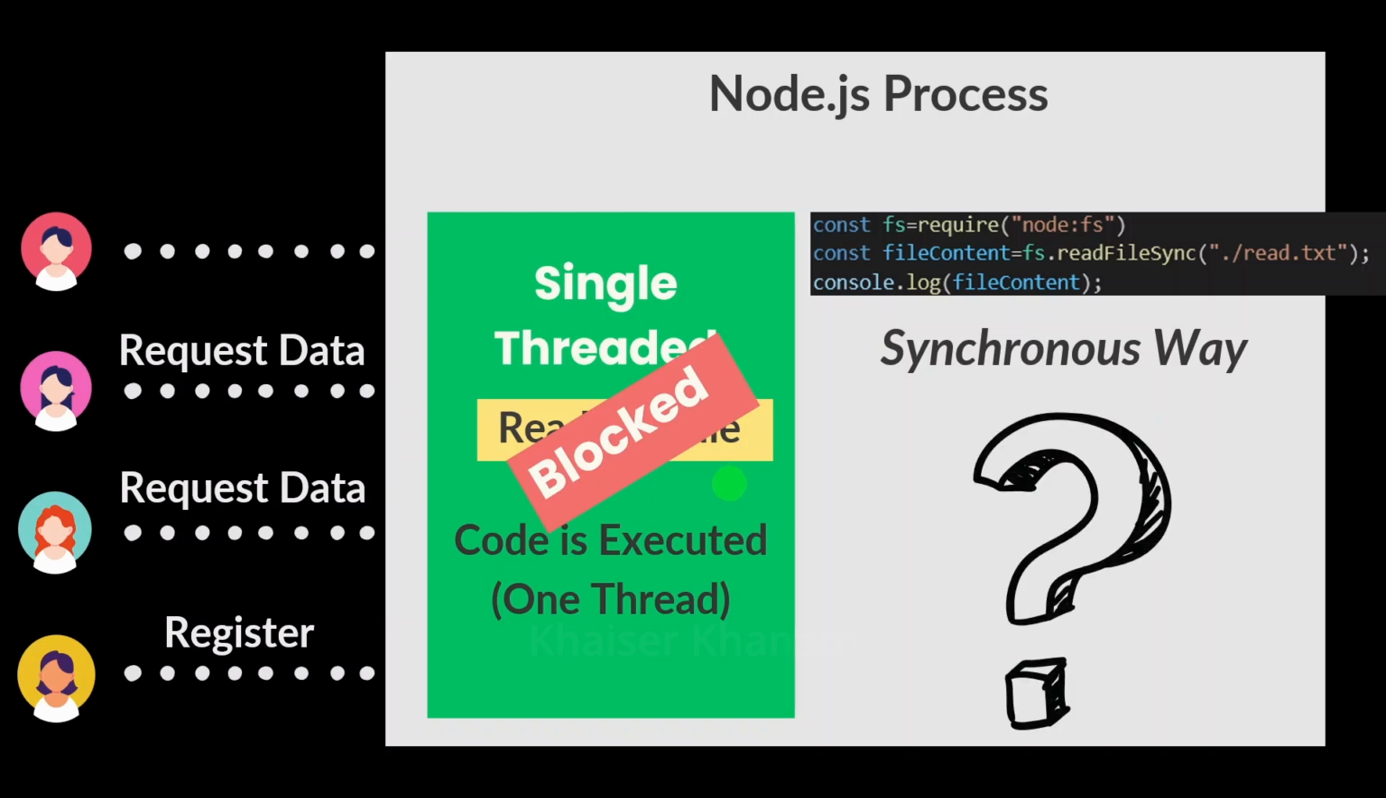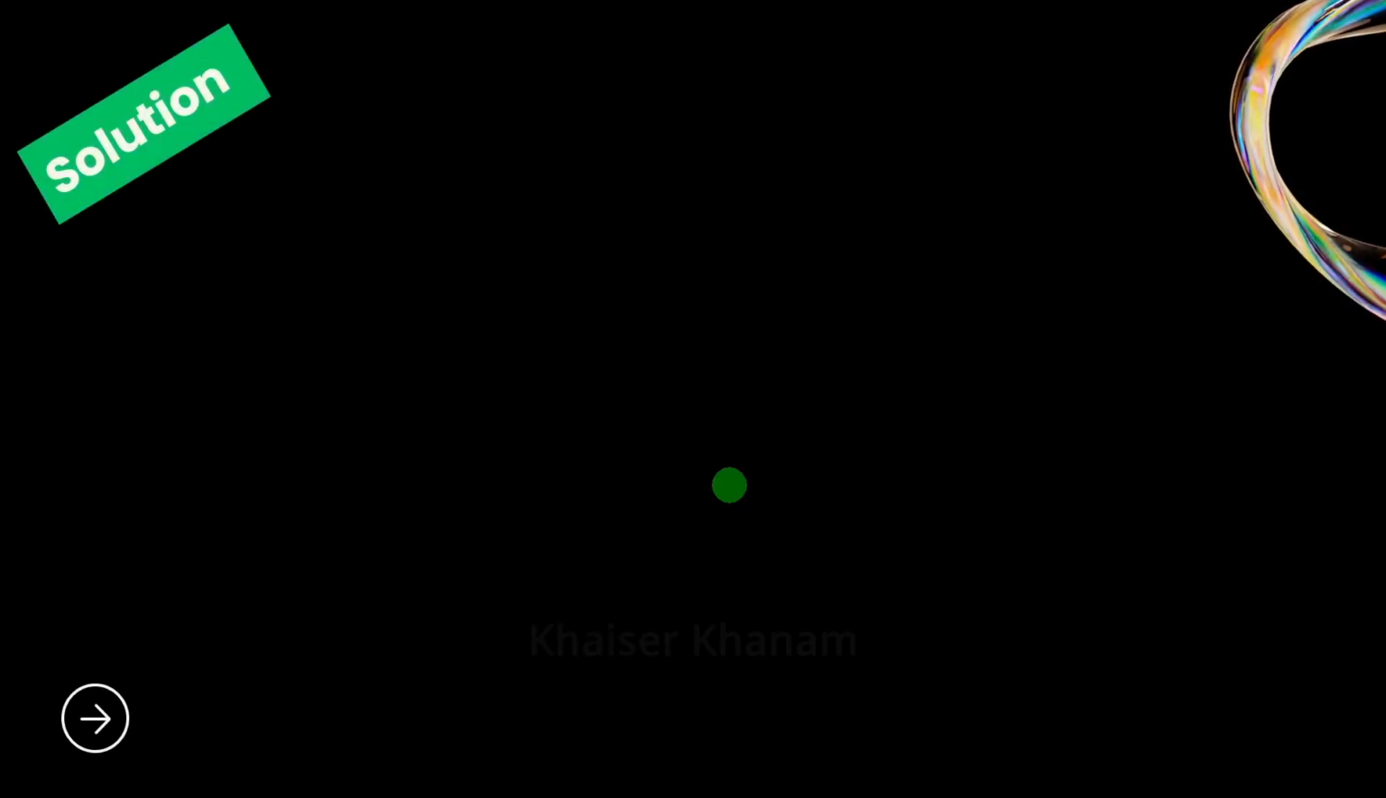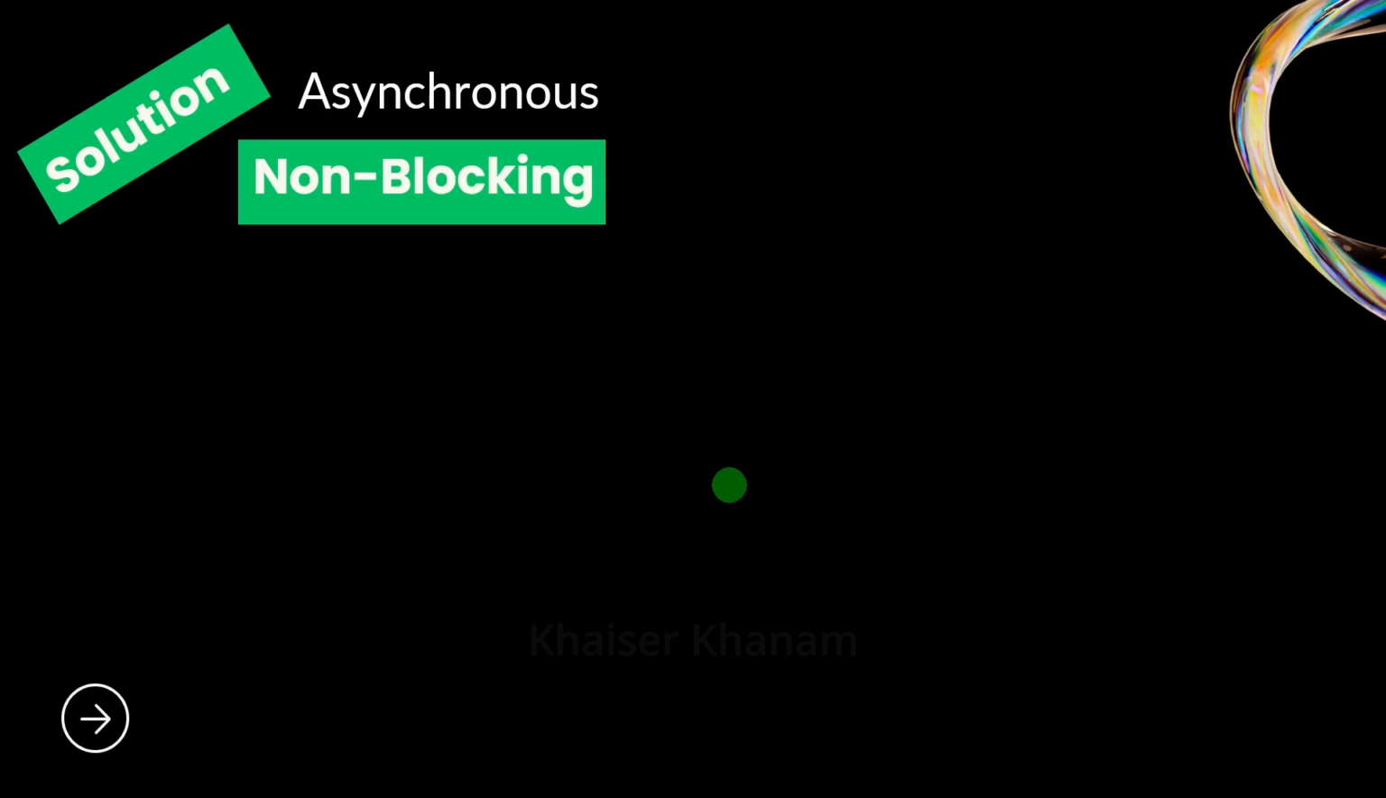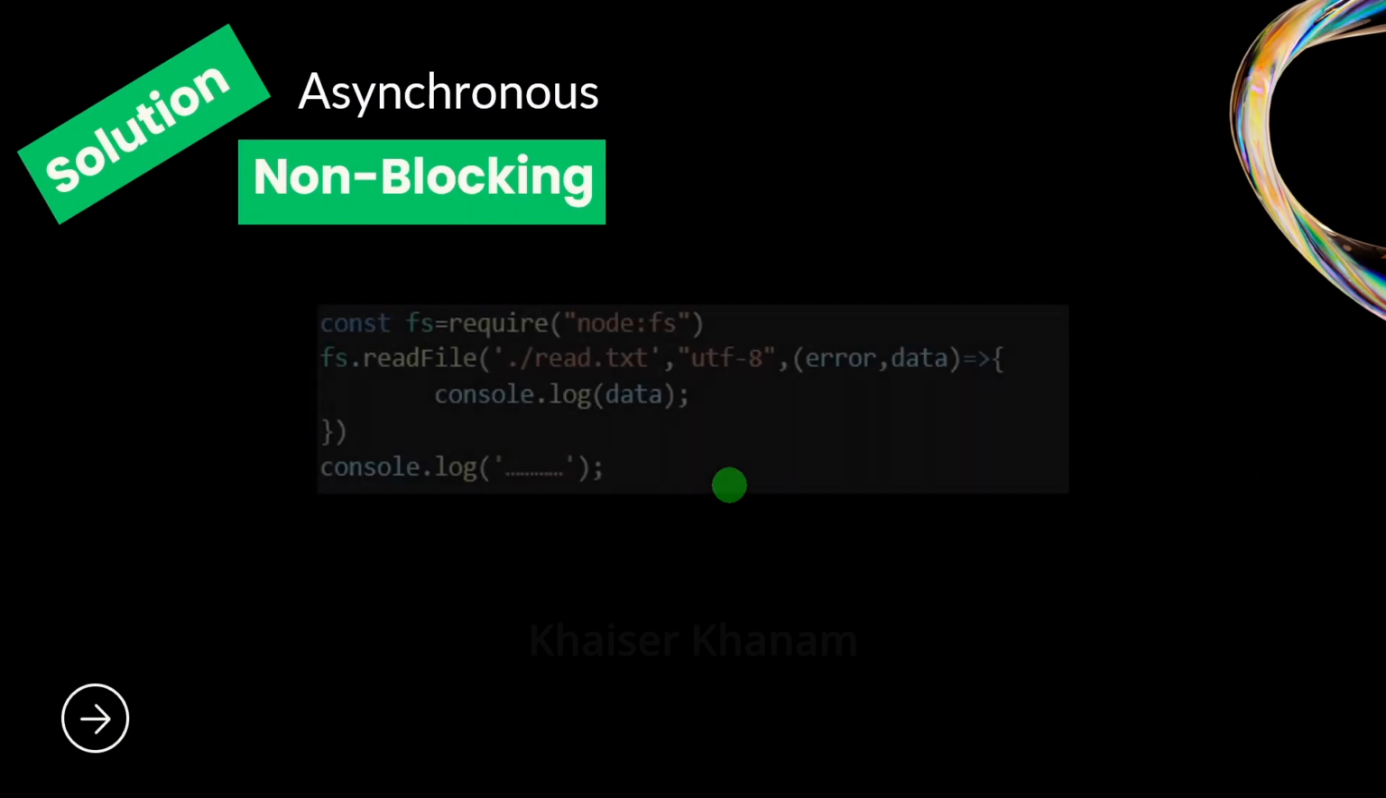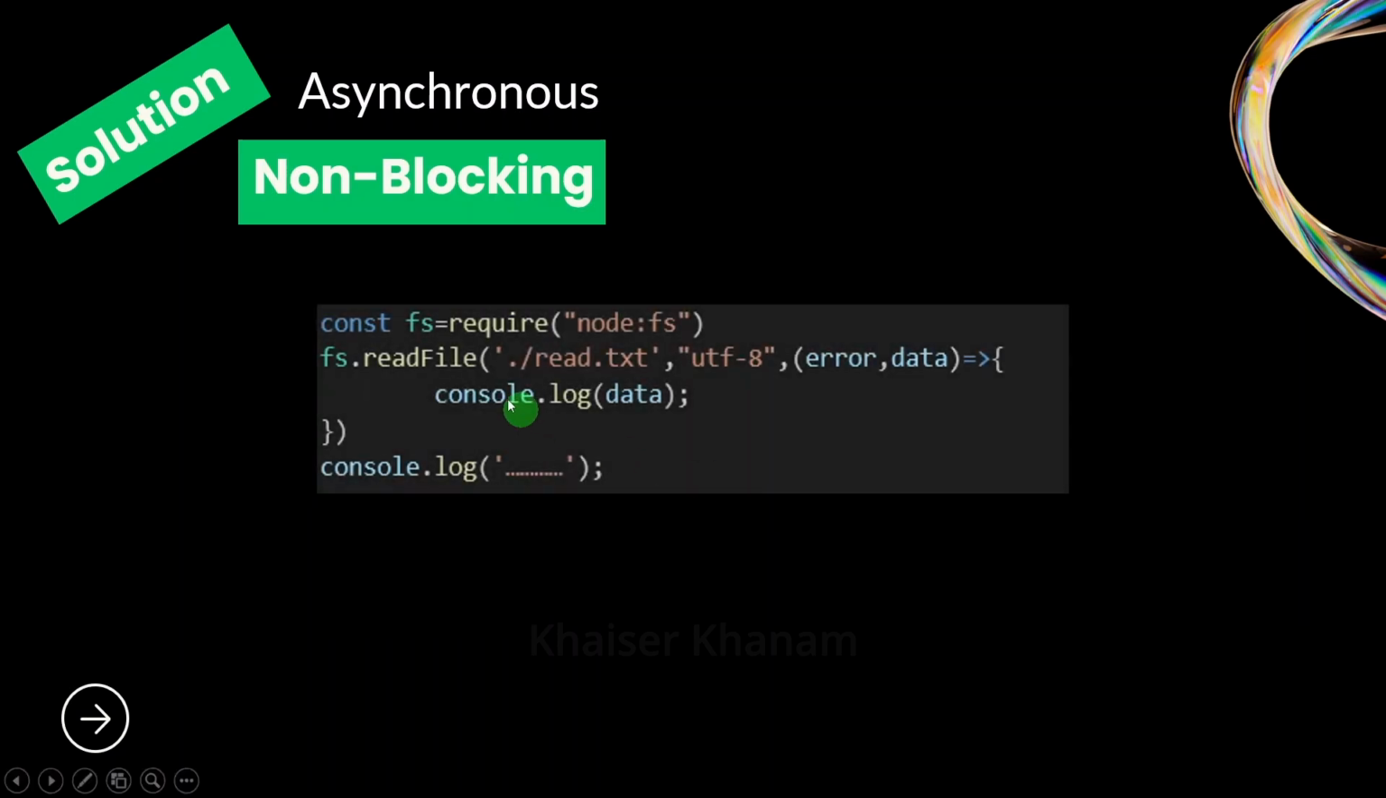So now you might have a question: how can we solve this? For this, the solution is very simple, and that is using asynchronous code. And this will be non-blocking. This is what we have understood. First, we have to require the module. Then we are simply reading the file. Inside this, we are passing a callback function. And after that, we are simply logging this message.